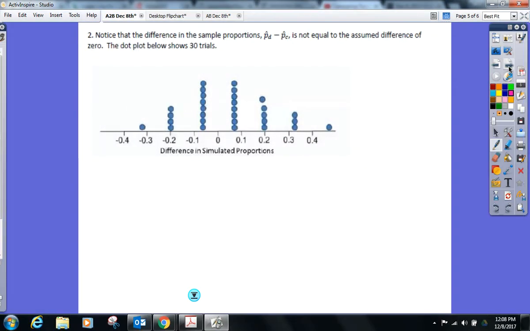So by random shuffling, this is what we ended up with right here. Here's where ours is, way out here. What do we think? Do you think this happened by random chance? Because every time we did it by random chance, this is the proportions we have. Not our proportion, though. Our proportion's way out here. Everyone agree? Okay, 30, though, we could probably do more, just to see.